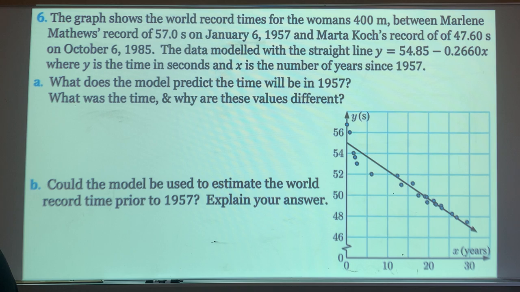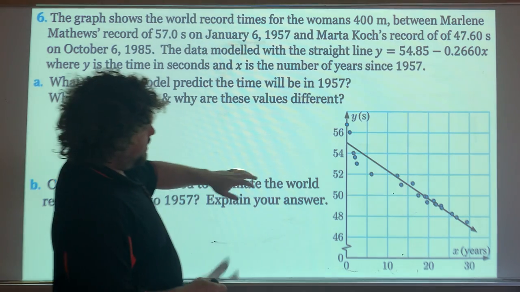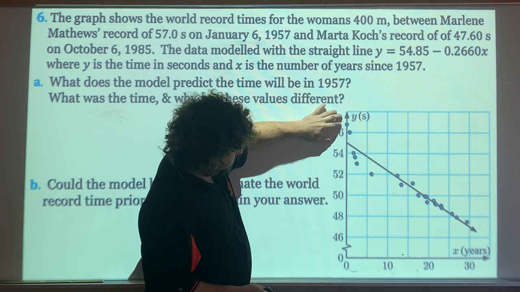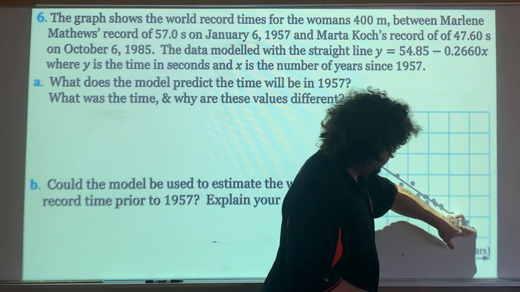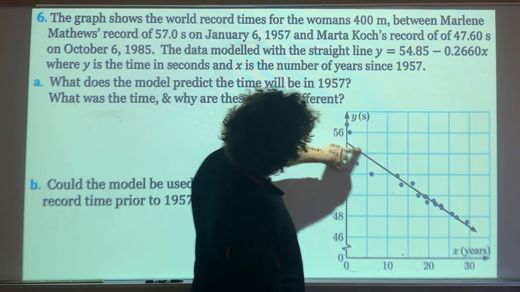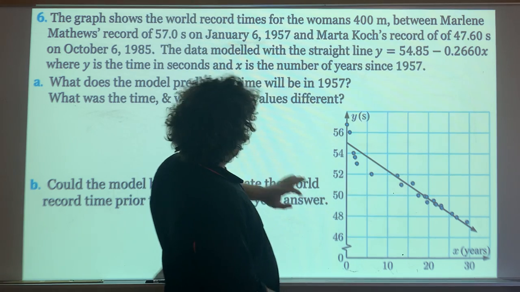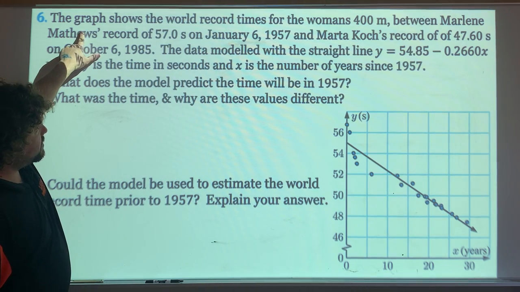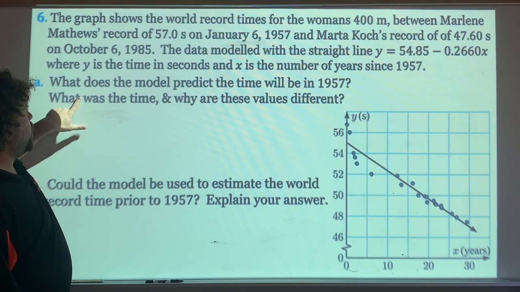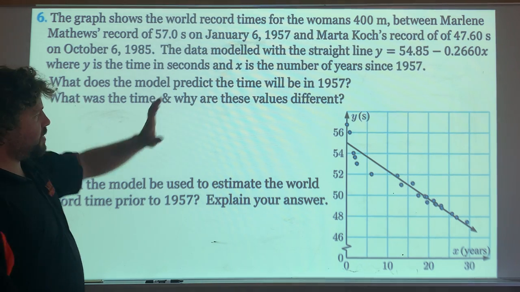All right, so this is your model. Notice that the times here are really high around this time, and then they jump down, and then they really get a better line. So when you put your line through here, you don't get exact numbers. But what this asks is not what Marlene Matthews' time was in 1957, but what time does my model predict?